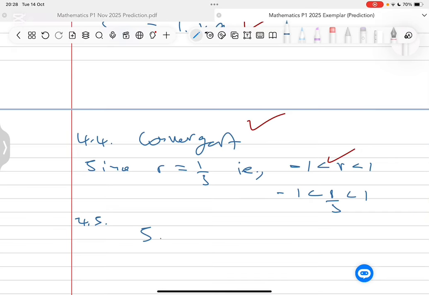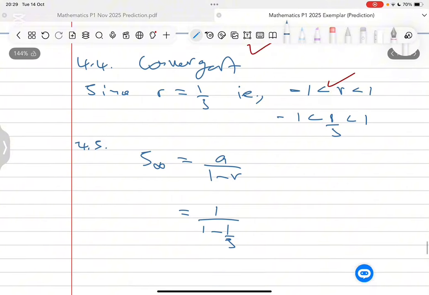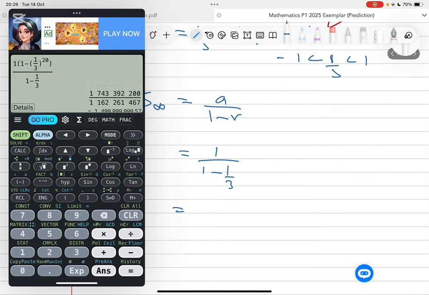So we all know by now that the sum to infinity is given by S infinity equals a over 1 minus R, not a plus there, it's a 1 minus R. And we said that our first term is 1. We have 1 over 1 minus 1 over 3, because our common ratio here is 1 over 3. And from here, this question becomes very boring because you're really going to use a calculator to get your final answer. So now you will see that this series converges to 1.5.